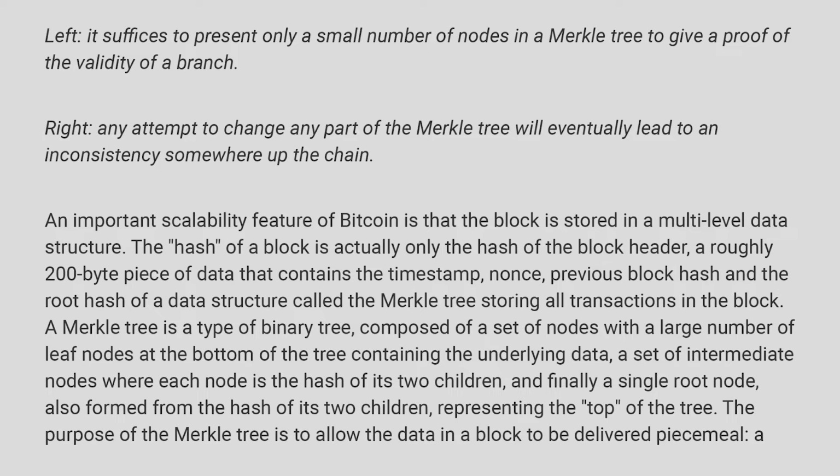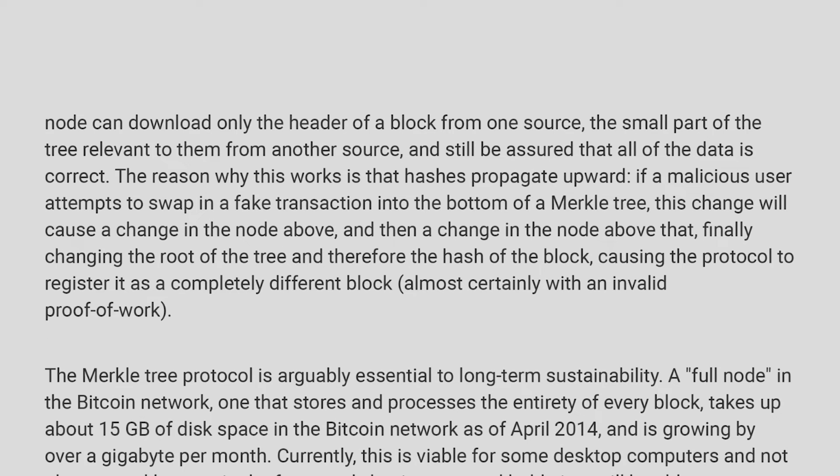A Merkle tree is a type of binary tree composed of a set of nodes with a large number of leaf nodes at the bottom of the tree containing the underlying data, a set of intermediate nodes where each node is the hash of its two children, and finally a single root node, also formed from the hash of its two children, representing the top of the tree. The purpose of the Merkle tree is to allow the data in the block to be delivered piecemeal. A node can download only the header of a block from one source, a small part of the tree relevant to them from another source, and still be assured that all of the data is correct.